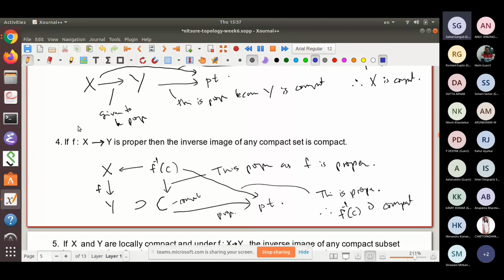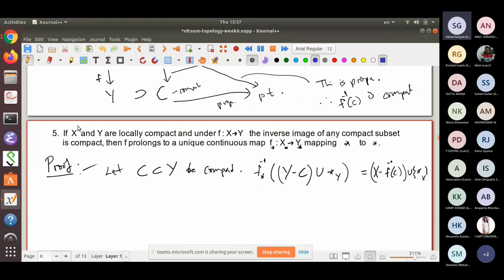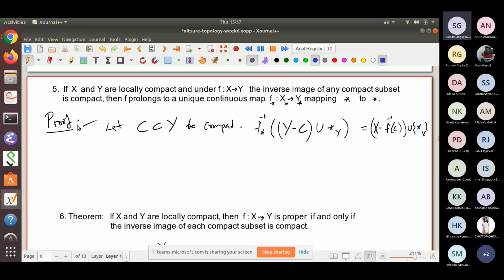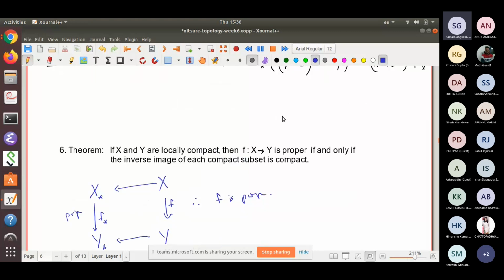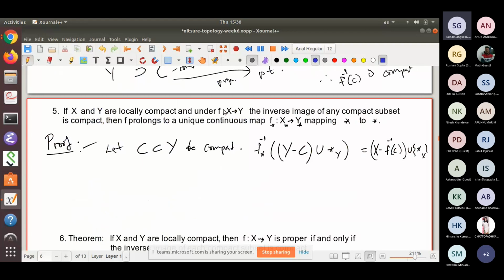You see, again and again we are using just factorization properties: graph, diagonal, such things. This said, if X and Y are locally compact and F from X to Y is such that the inverse image of any compact subset is compact, then F extends to a unique map sending star to star. So define the map sending star to star. All that you have to check is that it is continuous. It was continuous anyway from X to Y. So now you want to check continuity at infinity. If I take a neighborhood of infinity in Y, which looks like this, its inverse image under this prolonged map is this neighborhood of infinity here. So the inverse images of open neighborhoods of infinity are open neighborhoods of infinity in X, and therefore it is also continuous at infinity. So it's a continuous map.